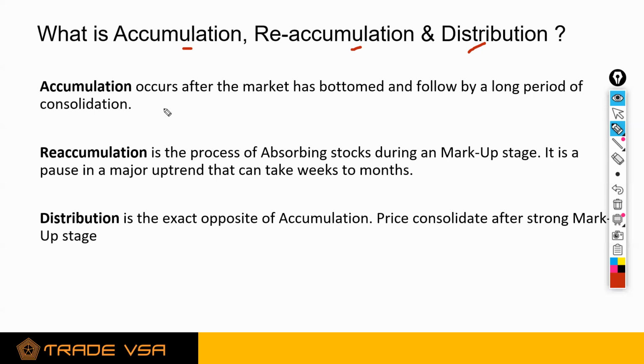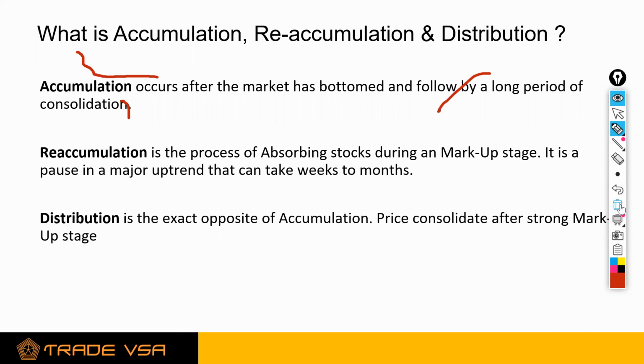Now, first of all, what is accumulation? Accumulation happens after the market has bottomed. What it means by bottom is that the background comes with distribution and markdown: the stock is marked down, the price has bottomed, and then it moves sideways in a long period of consolidation. So the market is at the bottom after a markdown stage, and price moves sideways. That is accumulation, with the background of a markdown stage.